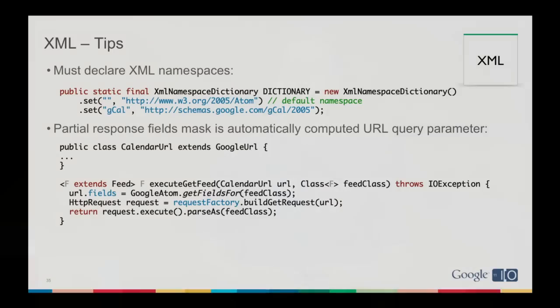So how do you get a feed? We provide a utility in the library that, given a Java object, will give you that partial fields mask. And that works right now only with XML. So you call Google Atom.getFields4, you give it the feed class, and it'll just compute it for you. You can also specify it yourself. Sometimes it doesn't work correctly. It tries to guess exactly what your intent was. If that doesn't work for you, specify a string directly, no problem. I won't go into too many more details.